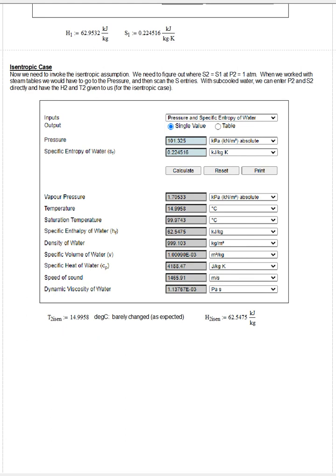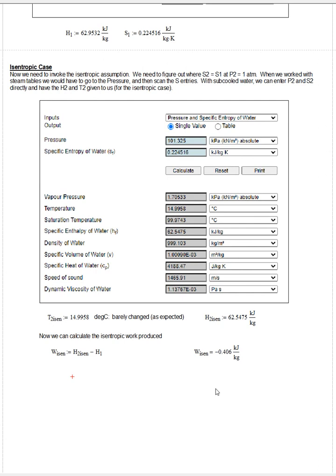So we calculate our isentropic work for this turbine. It's equal to the delta H for the isentropic case. And we see it as minus 0.406 kilojoules per kilogram.